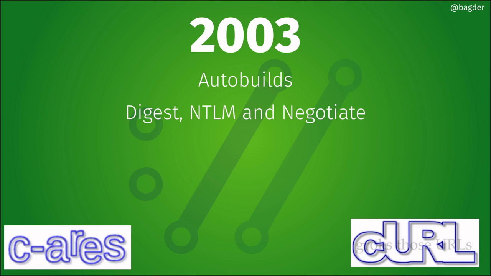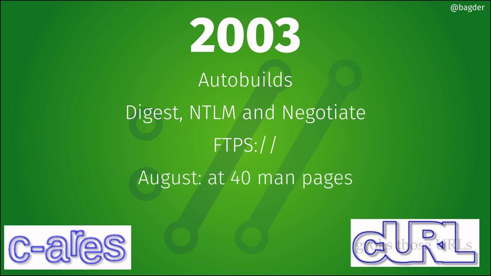And we moved on. HTTP has a lot of different authentication methods, and we supported digest, NTLM and negotiate in 2003. We added support for FTPS, the weird protocol. FTP doesn't get less weird with TLS or SSL added upon it, but we supported it. And of course, we continued to add man pages and documentation, and we had 40 man pages in August. I guess mostly that was because we had a lot of different libcurl APIs, so every one of those had their own man page.